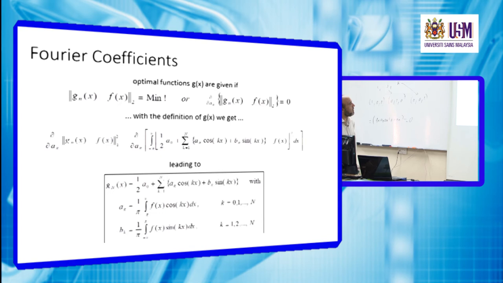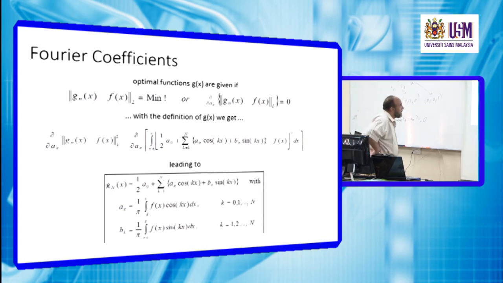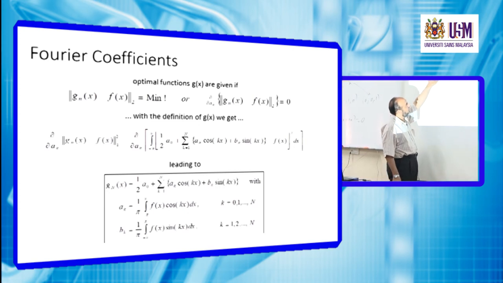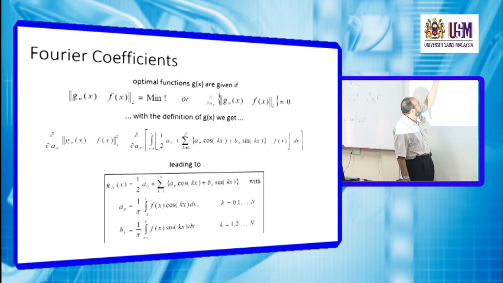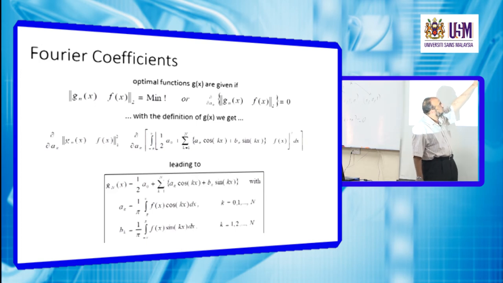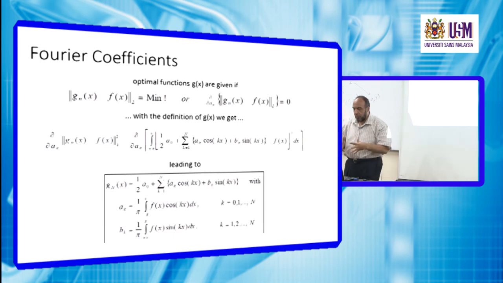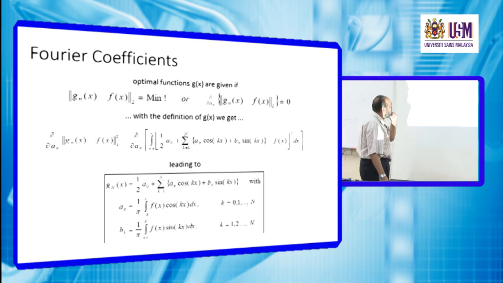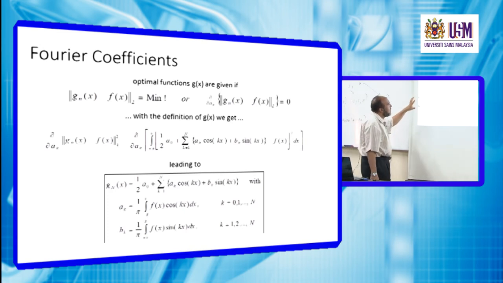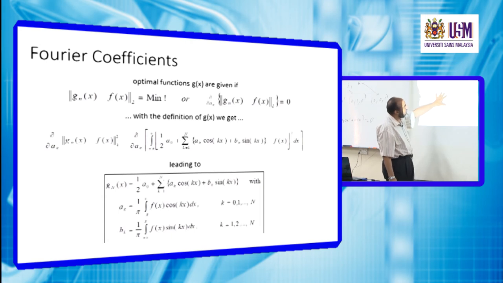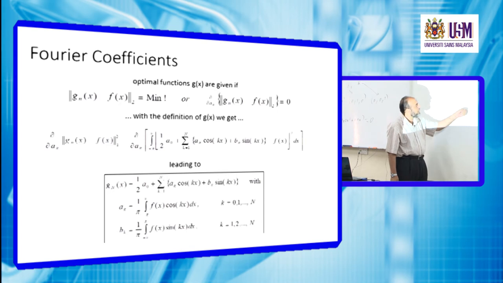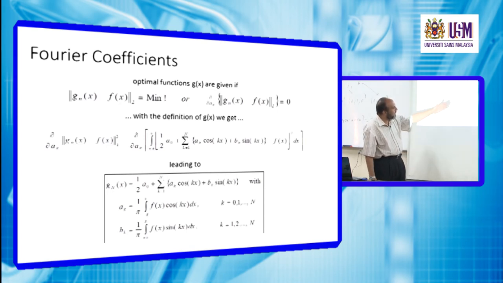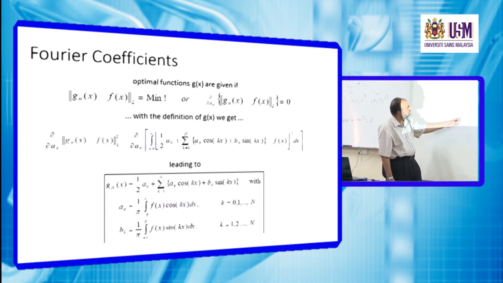How to determine the Fourier coefficients? Starting from this, as we have just said, this looks like the L2 norm or like least squares, and we want to make this equal to a minimum. This is analogous to this one, which is the differentiation of the expression in terms of the coefficients, and we want this differentiation to be equal to zero. Using this, we arrive at this representation, which leads to the definition of the coefficients as a_k is 1 over π, integration from minus π to π, f(x) cosine kx dx, and for b_k, it's 1 over π, integration from minus π to π, f(x) sine kx dx.